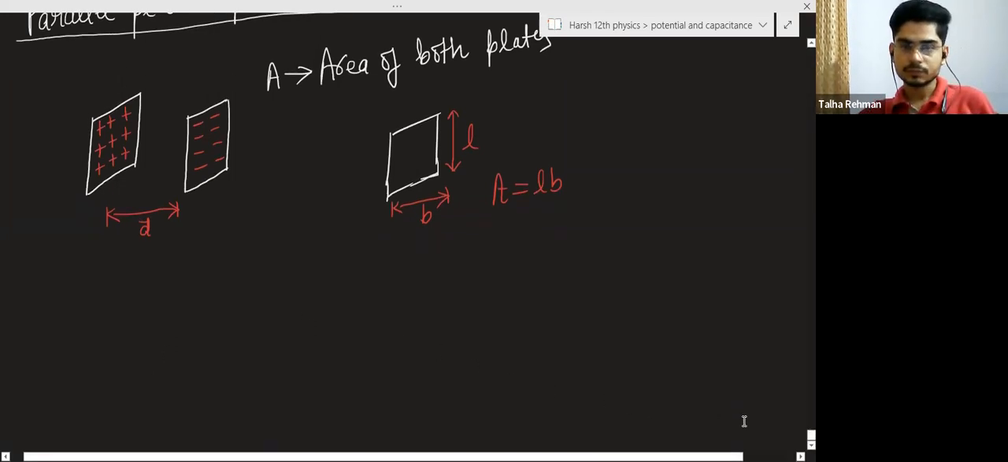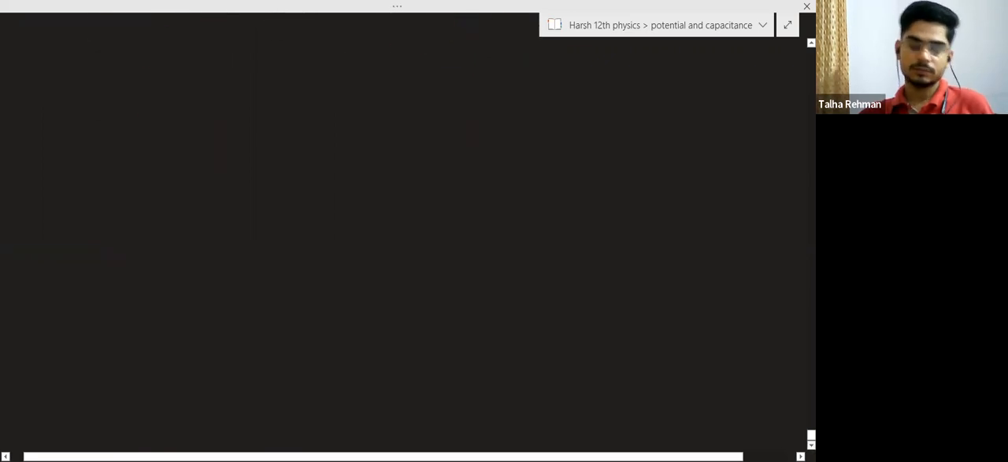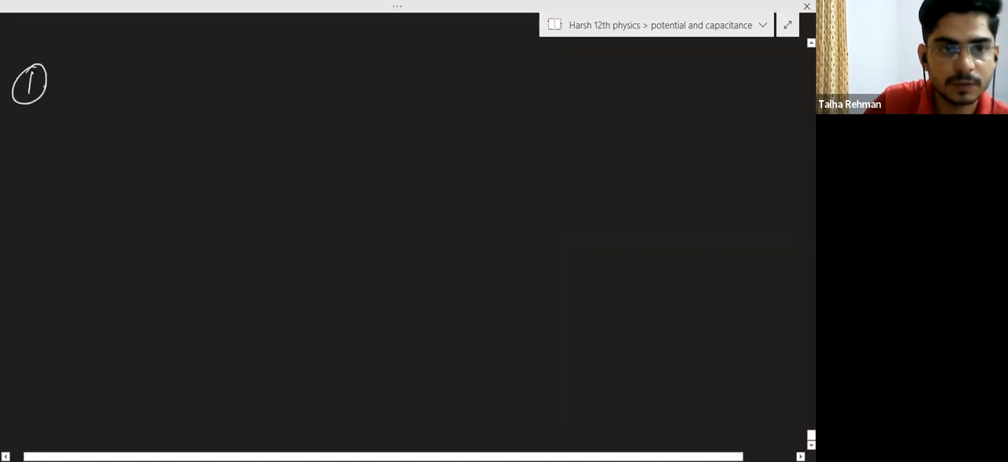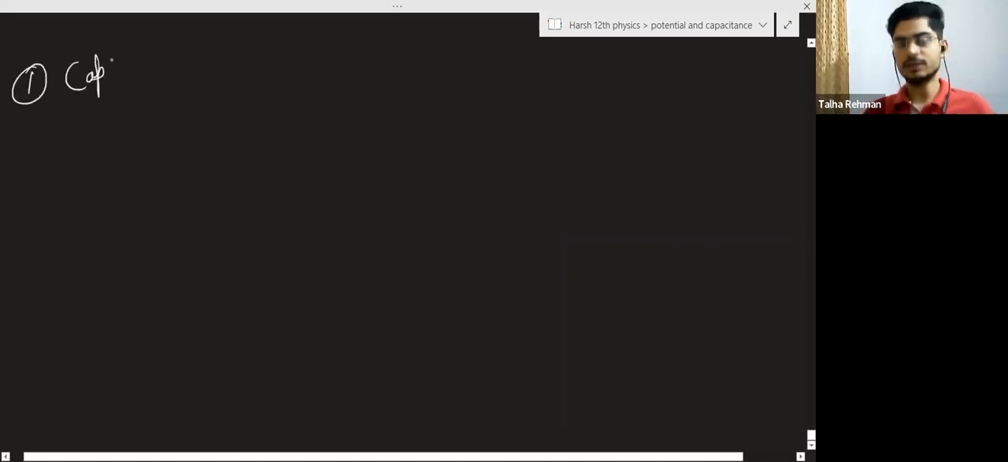Now, number one is capacitance. This is the capacitor. So now we will calculate the capacitance of the parallel plate capacitor.